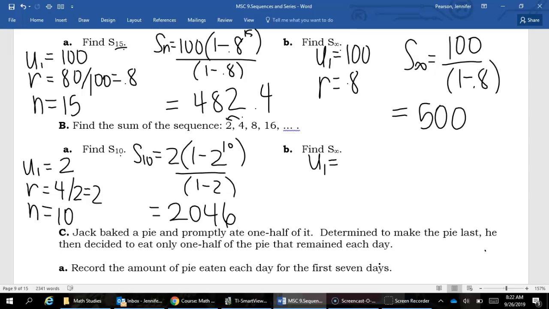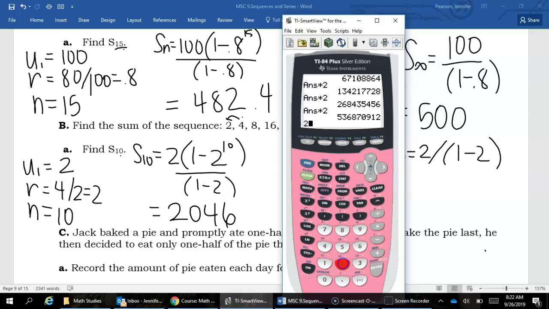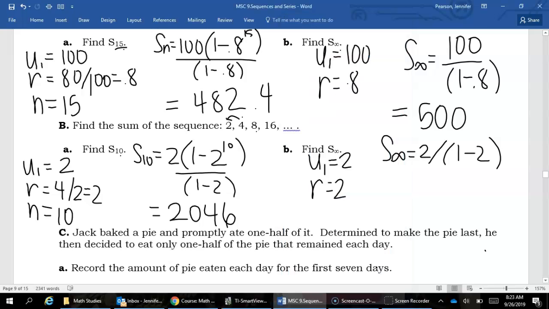We know the first number is 2. We know the ratio is 2. If I go into my infinite sum formula and I go 2 divided by 1 minus 2, I'm getting a negative answer. That doesn't make sense because I know 2 plus 4 is 6. Plus 8 is a bigger number. Plus 16 is a bigger number. Plus 32 is a bigger number. And it's going to get bigger and bigger and bigger.